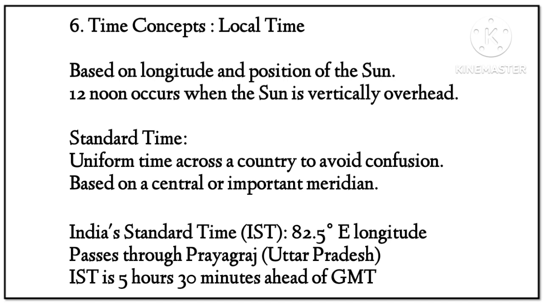India's standard time, IST, is based on 82.5 degree east longitude, which passes through Prayagraj, Uttar Pradesh. IST is 5 hours 30 minutes ahead of GMT.